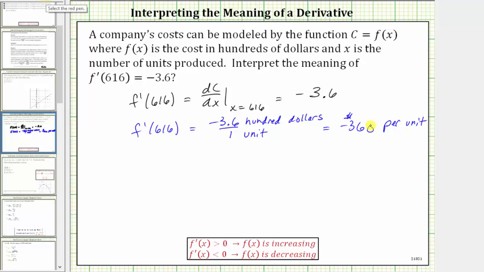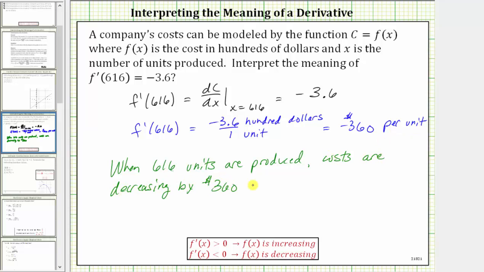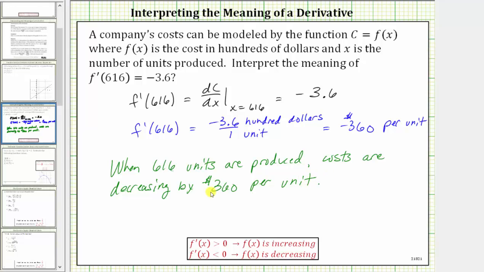So as a complete sentence, we can say when 616 units are produced, costs are decreasing by $360 per unit. Notice how we did not include the negative sign in the sentence because the negative sign in the derivative function value was indicated when we stated the costs were decreasing.